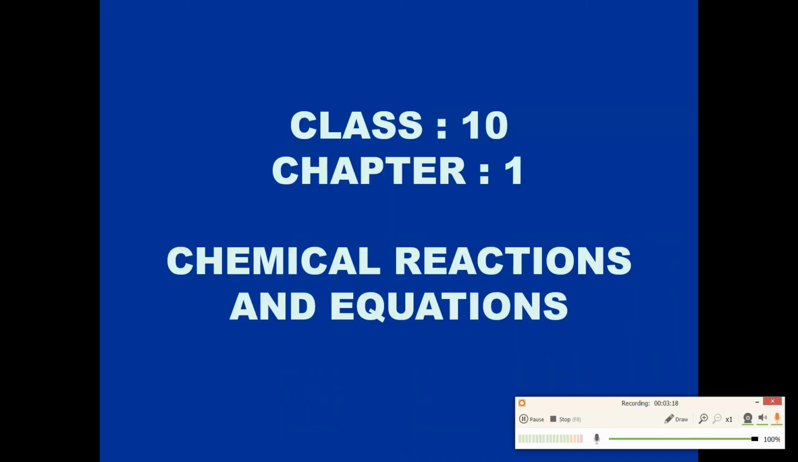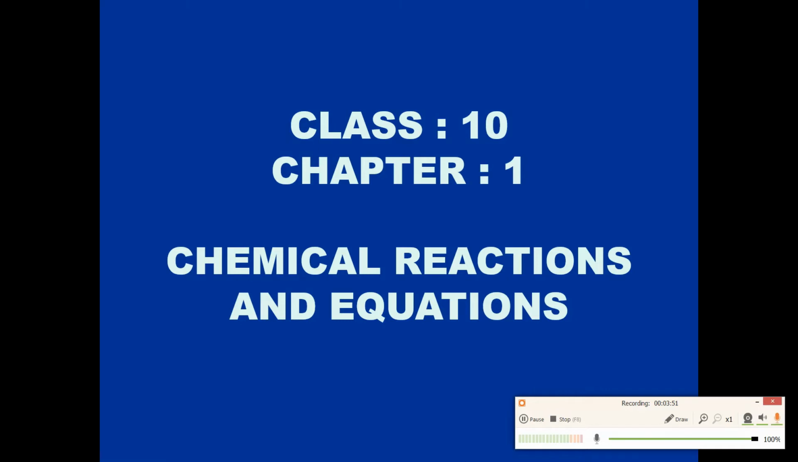Hello everyone. Today we are going to discuss chapter 1 of class 10 science, that is chemical reactions and equations. In this chapter, first of all we will understand what a chemical reaction is. As you know, a chemical reaction is a process in which two substances combine together and produce a new compound or a new substance.